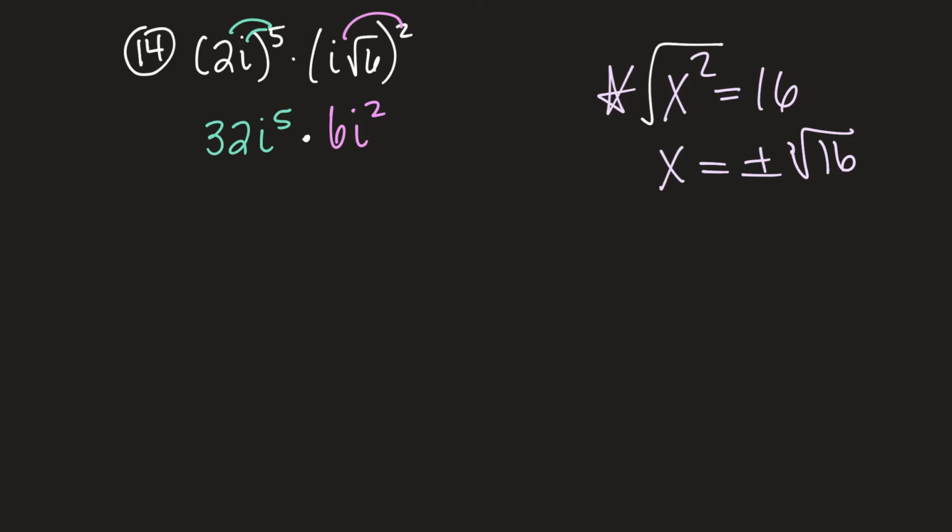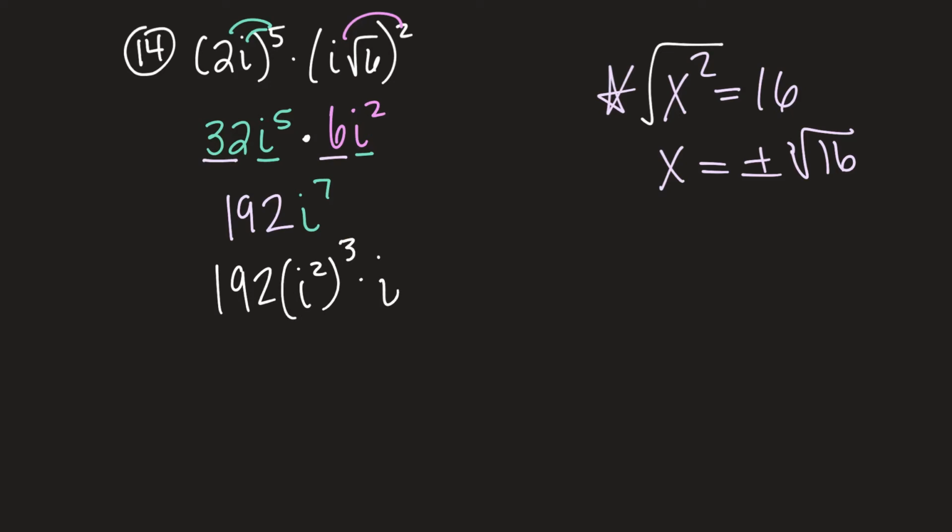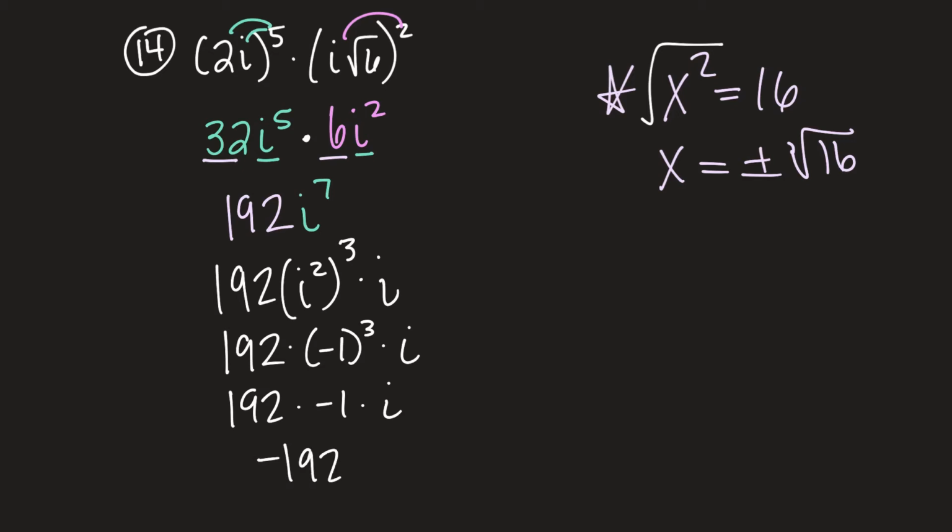Okay, so back over here. So I'm going to multiply like part by like part. So 32 times 6 is 192. And then i to the 5th and i squared is i to the 7th. So it gives me 192. I'm going to rewrite it as i squared. So 2 goes into 7 3 times with 1 left over. So I have 192 negative 1 cubed times i. So I have 192, negative 1 cubed is negative 1. That gives me negative 192 i.